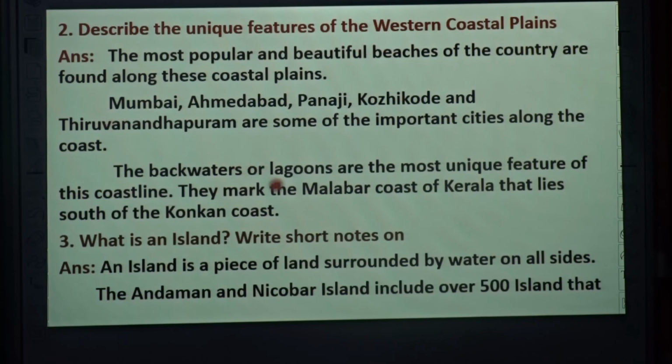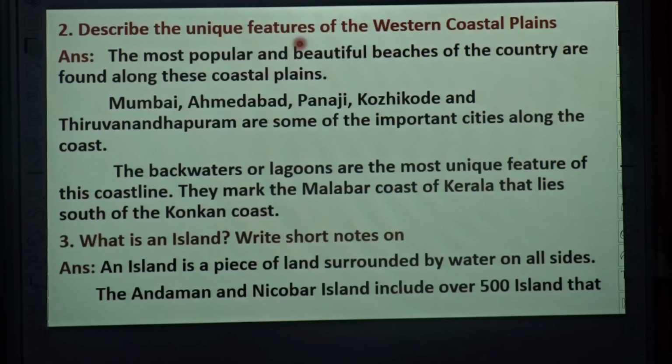The backwaters or lagoons are the most unique feature of this coastline. The backwaters means the stagnated water which looks like a scenic place. So that is called as backwaters or lagoons. They mark the Malabar coast of Kerala that lies south of the Konkan coast. So these backwaters are present in the Malabar coast of Kerala, which lies below the Konkan coast.